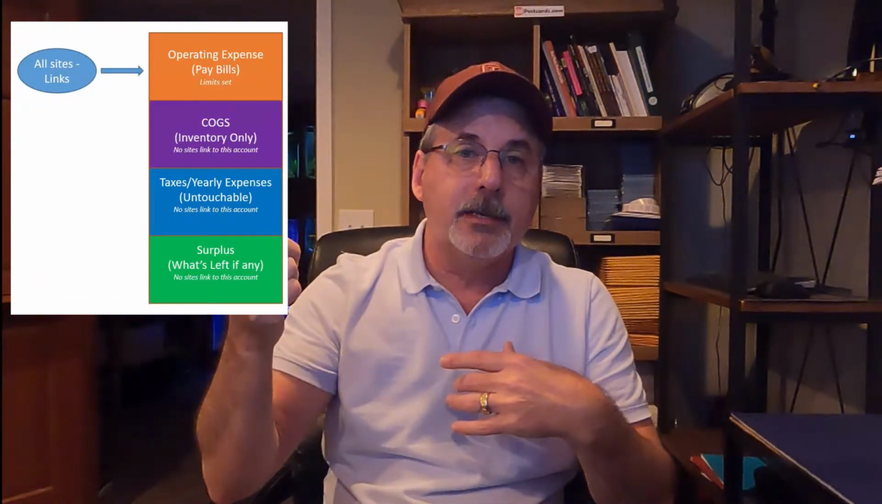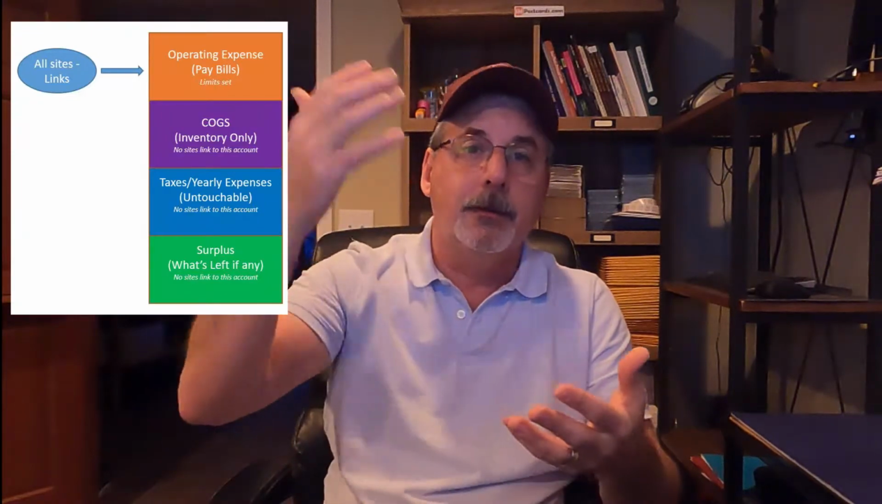And there's no other debit cards or Etsy, eBay, or PayPal. No one has access to this account, just me and the bank. The last one is the surplus. Once you put everything in operating expense, you fill up your inventory, your cost of goods sold account, you put your tax money and your larger bill money in there. Whatever's left over, I needed a place to put the extra money, and that's the surplus.